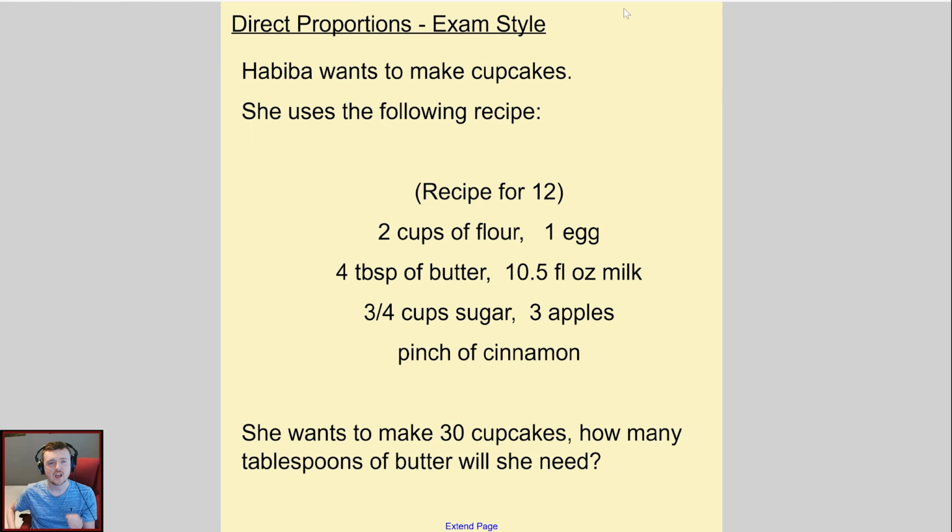Okay. So Habiba wants to make cupcakes. She uses the following recipe, and this is a recipe for 12. 2 cups of flour, 1 egg, 4 tablespoons of butter, 10.5 fluid ounces of milk, 3/4 cups of sugar, 3 apples and a pinch of cinnamon. She wants to make 30 cupcakes. How many tablespoons of butter will she need? Okay, so have a think about this, see what you think you might do, and then we'll talk about it in just a second.